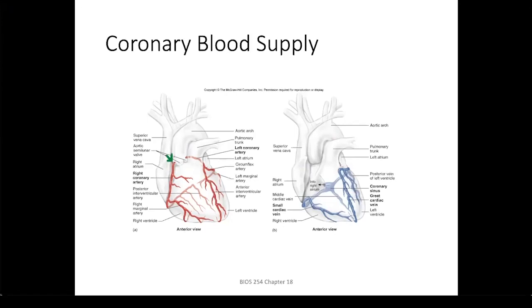The first 2 branches that come off of the ascending aorta are the coronary arteries. There is a right one and a left one. We're going to follow the right one first. The right coronary artery moves along the coronary sulcus, which is between the right atrium and the right ventricle. There is a lateral branch that comes off of it called the right marginal artery. The left coronary artery continues deep to the pulmonary trunk. In other words, it goes underneath it.